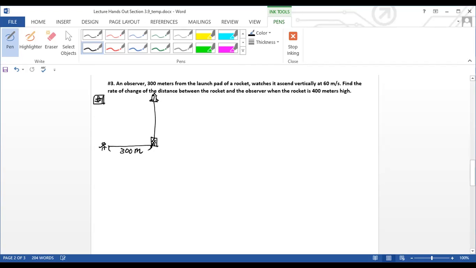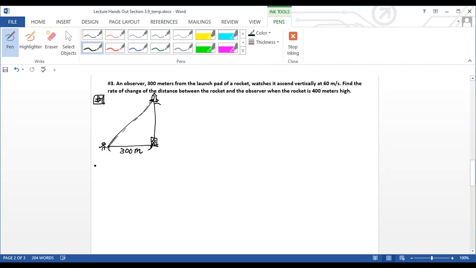Okay, looks pretty good. So now it's ascending, that means going up at 60 meters per second here. And now I want to find the rate of change of the distance between the person and the rocket when the rocket is 400 meters high. So we want to find it when this one is 400 meters high.